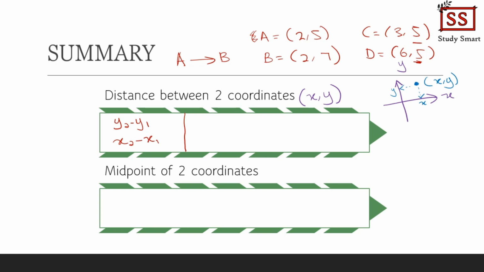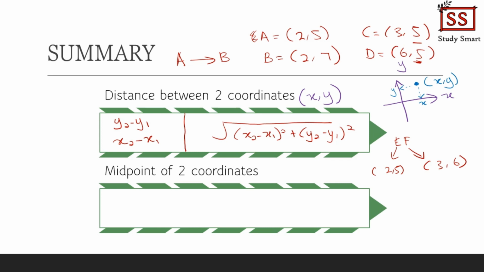Another scenario is when the points given to you are, maybe, E and F, and the coordinate for E is (2, 5) and the coordinate for F is (3, 6). If you look properly, in this case both the coordinates are different, right? If the coordinates are different, very easy: square root of (x2 minus x1) squared plus (y2 minus y1) squared. This will be the formula if both the coordinates are different. So these are the formulas to find the distance.